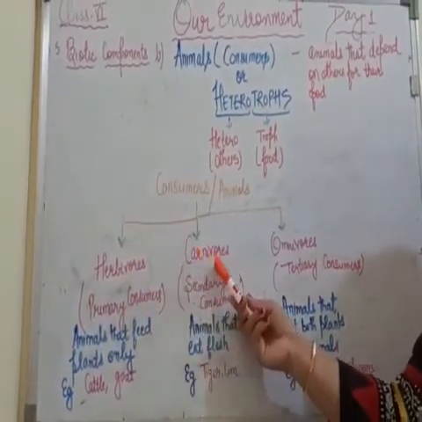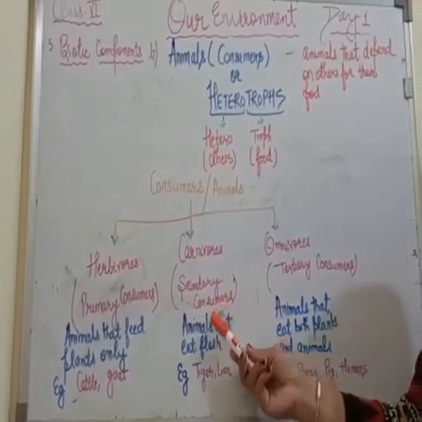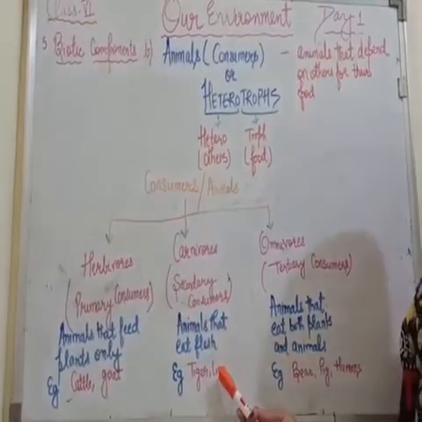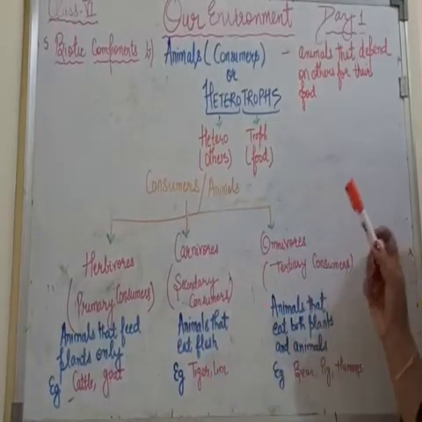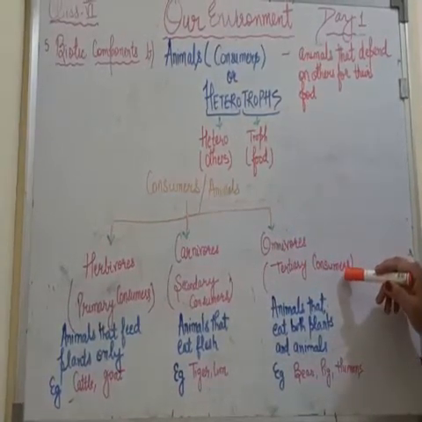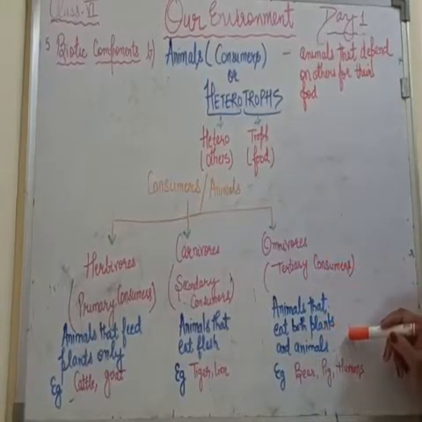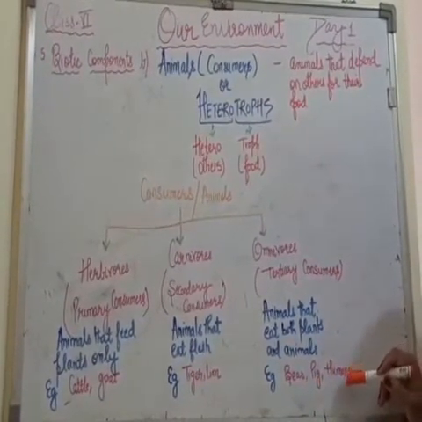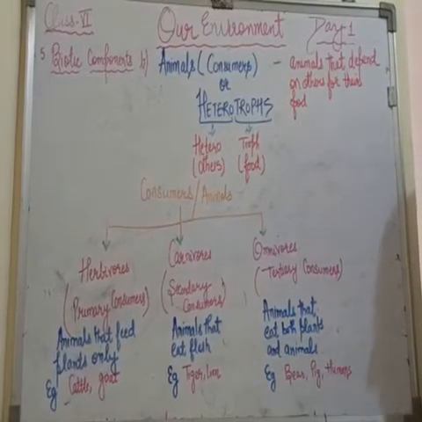Let's come to the second category, carnivores, also called secondary consumers. Such animals that eat flesh, meat eating animals, are called carnivores. Here examples are tiger and lion. Third category is omnivores, which are called tertiary consumers. Such organisms that eat both plants as well as animals, like bear, pig, humans. Humans also come under this category of omnivores, means that eat both plants and animals.